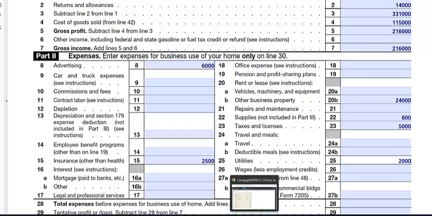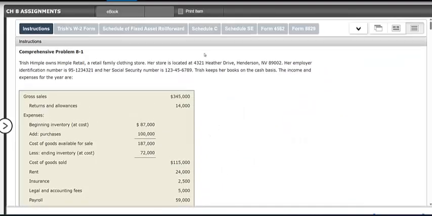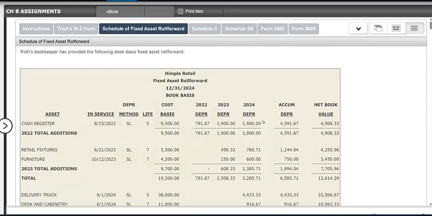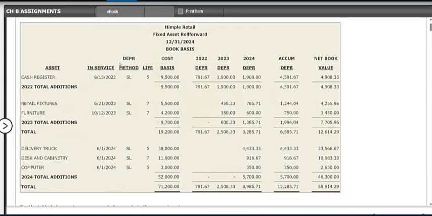So over in the narrative, we're going to take a look at that depreciation schedule that her bookkeeper provided. Okay, so here is a list of her assets. She purchased some in 2022, some in 2023, and here are her 2024 purchases. The depreciation has been calculated, but notice it is for the straight line method. This is her depreciation for the book basis. We need the depreciation using the Modified Accelerated Cost Recovery System, or MACRS.